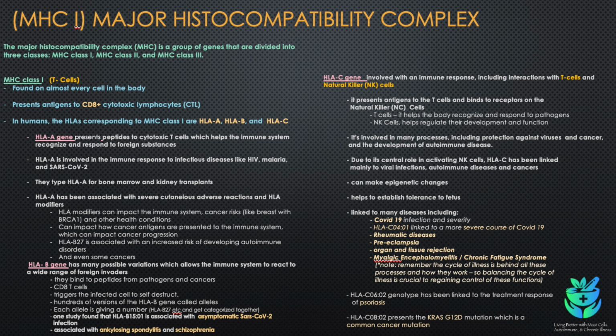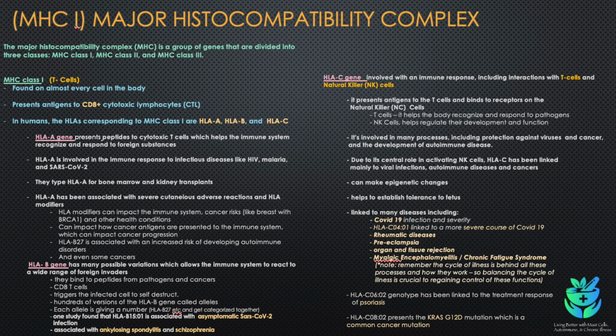The HLA-C gene is involved with an immune response, including interactions with T cells and natural killer cells. It presents antigens to the T cells and binds to the receptors on the natural killer cells. With the T cells, it helps the body recognize and respond to pathogens, and with natural killer cells, it helps regulate their development and function. It's involved in many processes, including protection against viruses and cancer and the development of autoimmune diseases.